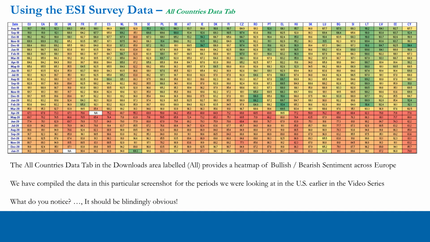You can see what's happening to headline European sentiment. So if you look at the third column along, you'll see EA, which is the Euro area. And then you'll see all of the contributory countries to the Eurozone and the EU as well. And it should be fairly obvious, well, blindingly obvious actually, what was happening over those periods.